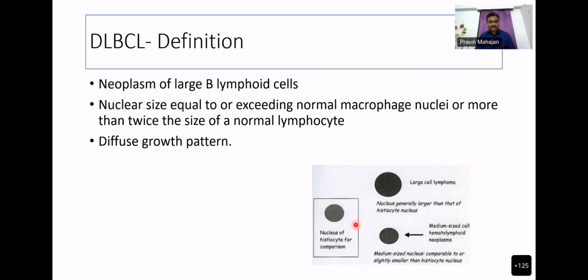By definition, it is a neoplasm of large B lymphocytes, and it has to exceed the size of the nucleus of a normal macrophage, or twice the size of a normal lymphocyte, and has to have a diffuse growth pattern.